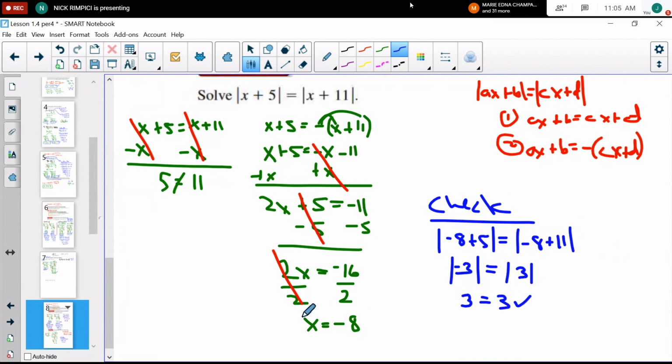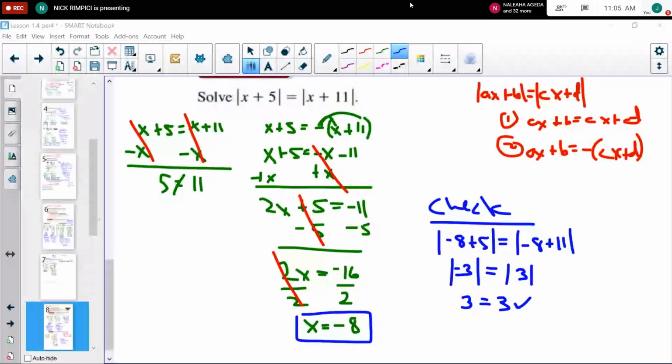So that means that negative 8 does make the statement true, and that negative 8 is a solution. So that's the algebraic way of solving this and then checking it to ensure the value is correct. Are there any questions on the algebraic way of solving this?